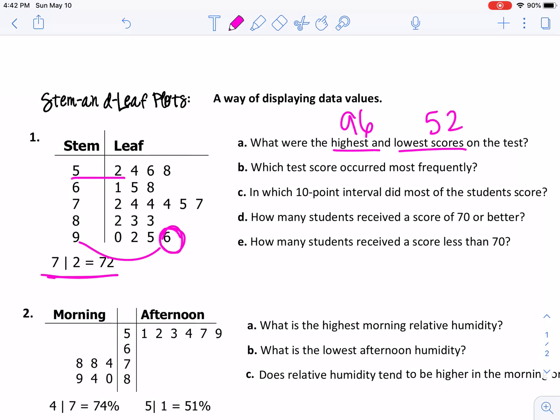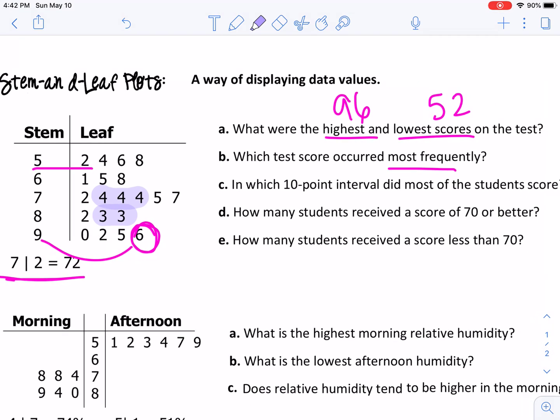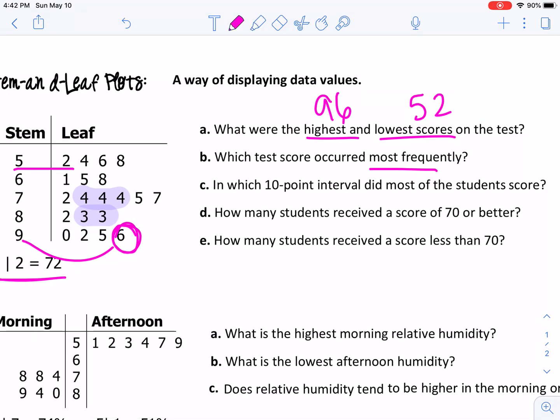Which test score occurred most frequently? So we look at any repeating leaves. So if I take a look at my highlighter here, I have 3s, 2 3s. That means that's 83. That score occurred 2 times. And I also have 3 4s here, which means 74. And that definitely outscored the 83. So which test score occurred most frequently? 74.